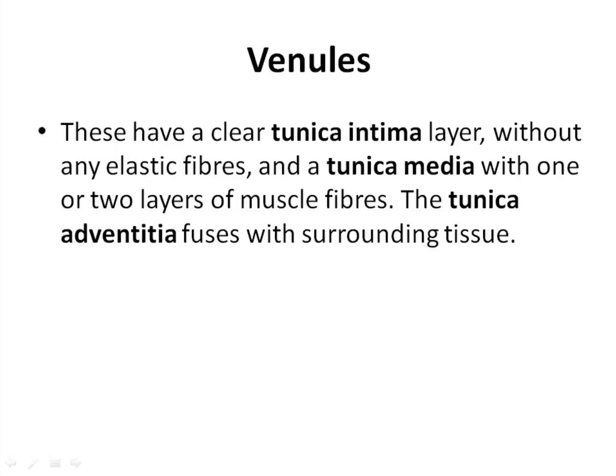First we'll see the structure of venules. They have a clear tunica intima layer without any elastic fibers, a tunica media with one or two layers of muscle fibers, and a tunica adventitia which is fused with the surrounding tissue. So the structure of arteriole and venule is much more similar. Not much difference is there between venules and arterioles.